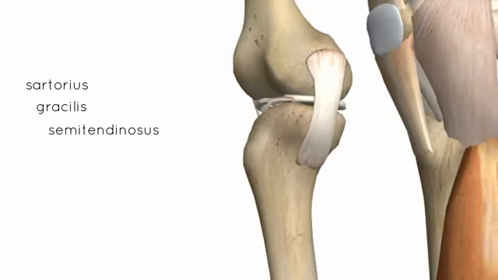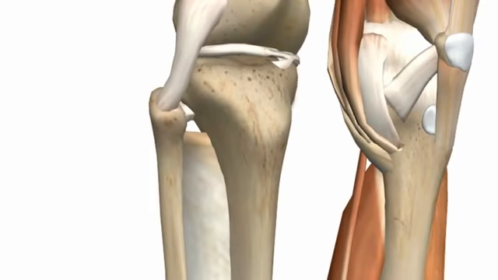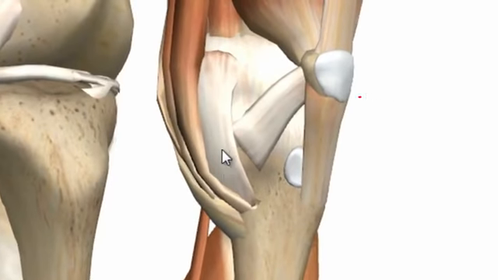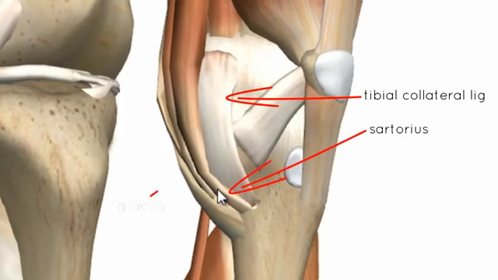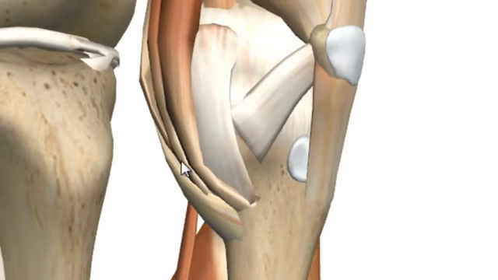semitendinosus. So if I just rotate the model around, you can see the tibial collateral ligament here, and the three tendons of the sartorius, gracilis and the semitendinosus muscle. So the tendinous insertion of these three muscles is collectively referred to as the pes anserinus. So these three insertions could be remembered with the mnemonic Sargent, so SGT, so sartorius, gracilis and semitendinosus.